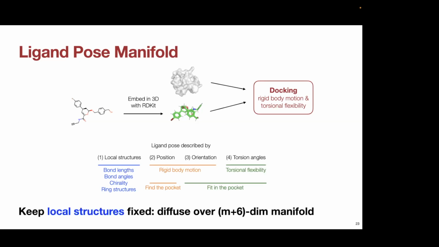So the punchline is, we want to define a diffusion process that keeps the local structures fixed. This corresponds to diffusing not over 3-dimensional Euclidean space, but rather over an n+6 dimensional manifold that we call the ligand pose manifold.